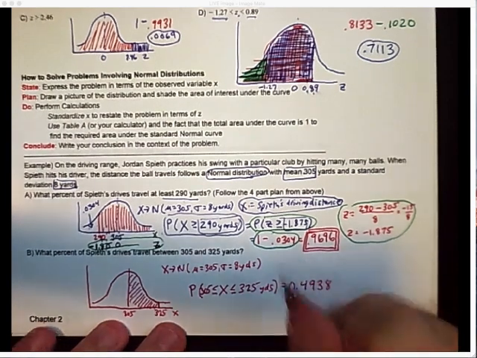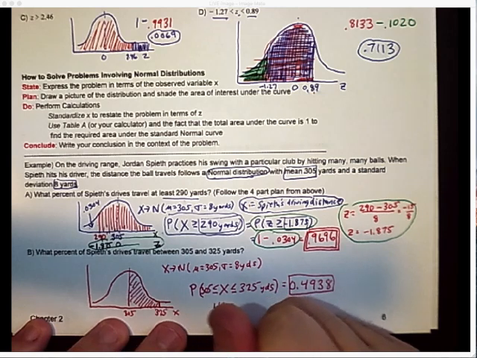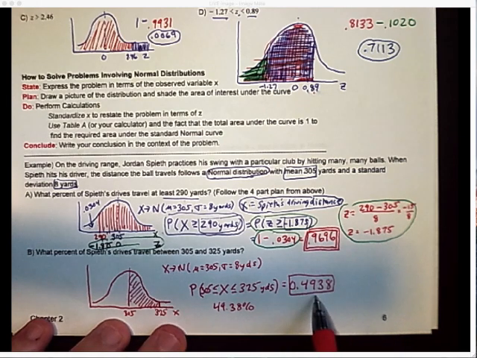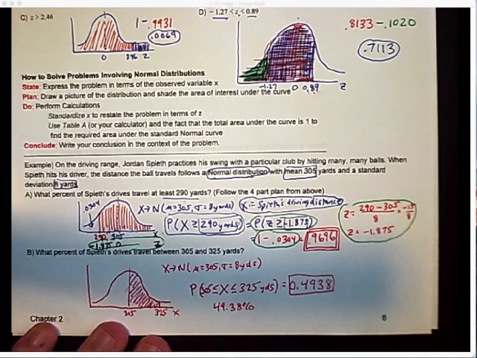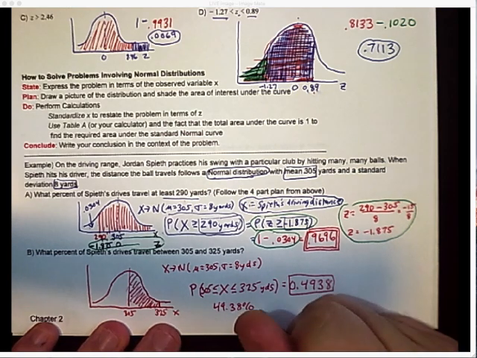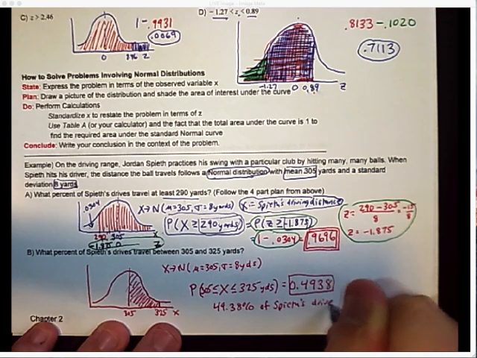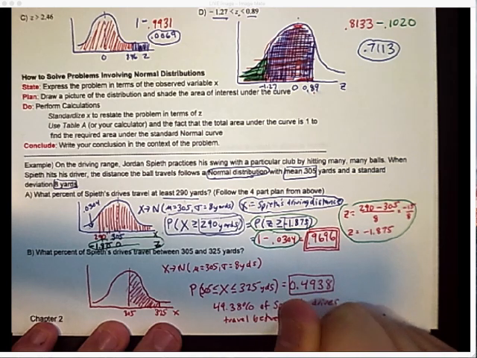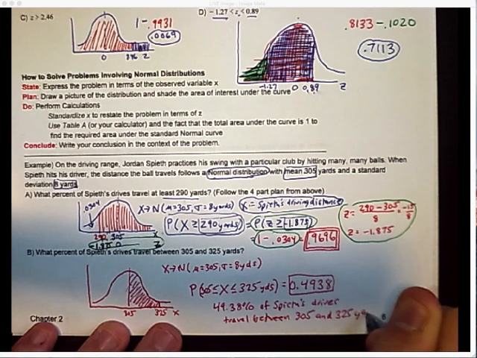0.4938. And sometimes it's good if you write a short little sentence. This is a probability and I can express it as a percent. This number should never be bigger than 1. It should never be smaller than 0. This area right here is a decimal. So 49.38% of Spieth's drives travel between 305 and 325 yards.